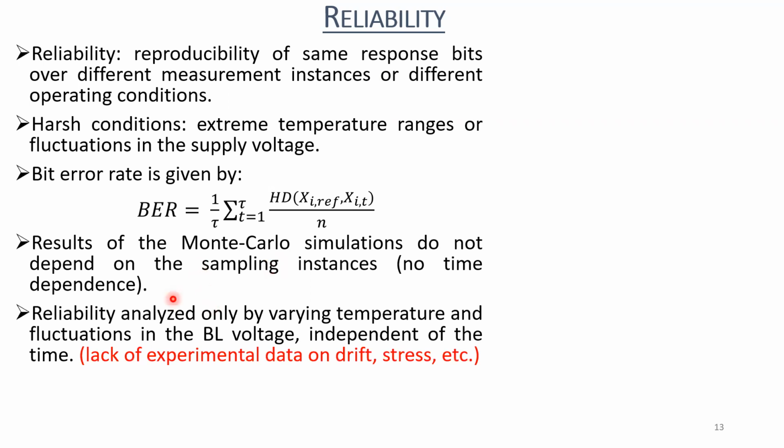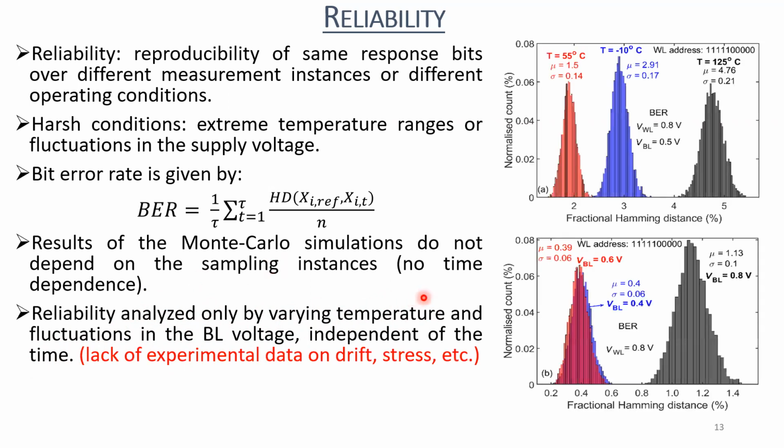So instead, we just characterized the impact of varying temperature and fluctuation in the bit line voltage independent of time, because we didn't have experimental data on life, stress, and all those things. And what we found was that the bit error rate was also fairly small. For a temperature of 125 degrees Celsius, the bit error rate was close to 5%. And for a change in the bit line voltage, even if it goes from 0.8 to 0.4 or 0.6, the mu or the fractional Hamming distance is pretty small. The bit error rate is very small. So this is also very reliable. The 3D NAND flash PUF that we proposed was also very reliable.